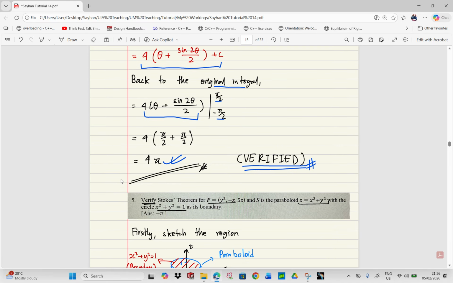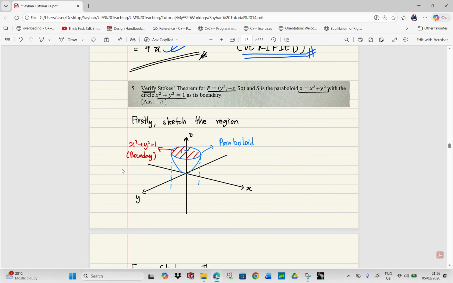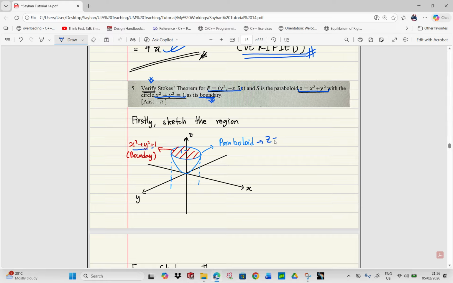Now moving on with question 5, also the very same question as question 4. We need to verify Stokes' Theorem, and they give us the force field, and they give us the paraboloid and the circle as its boundary. So the circle is the boundary. First we sketch the region. We have the boundary x squared plus y squared equals 1. This is our paraboloid, which is simply z equals x squared plus y squared.